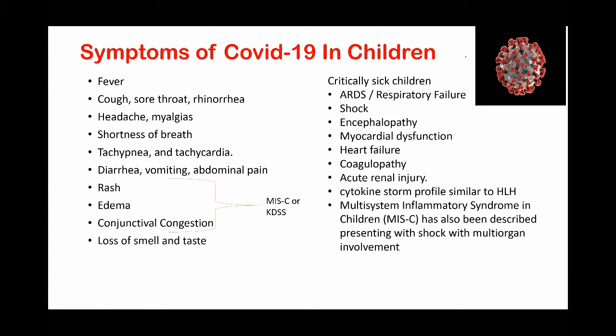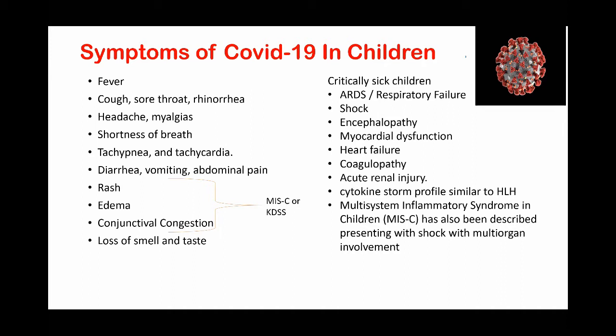Now this goes back to my friends and colleagues in the UK. They found 18 children in Evelina Children's Hospital, UK, with diarrhea, vomiting, and abdominal pain, presenting like a Kawasaki disease type illness. They were found COVID positive, not all of them, but that was the time we realized that there is some association of COVID with Kawasaki disease type illness.